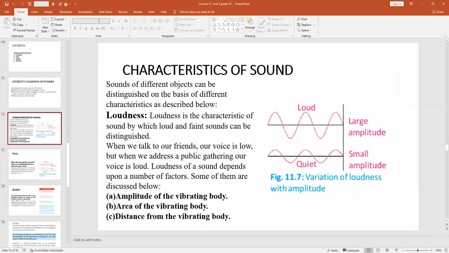Sounds of different objects can be distinguished on the basis of different characteristics as described below. If you see animals, they have different sounds, human beings have different sounds. In human beings, babies, girls, boys have different sounds. So basically these are the characteristics of sounds. Non-living objects, when they vibrate on their surface, produce different sounds. Animals produce different sounds. Birds produce different sounds. So basically these are the characteristics of sounds on which we distinguish, we differentiate one sound from other sounds, right? The first main characteristic is loudness.